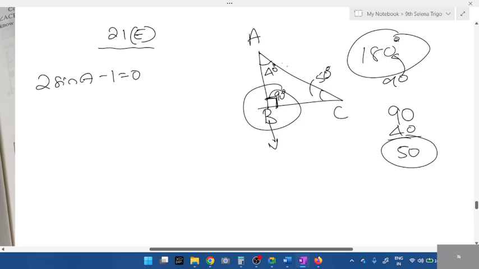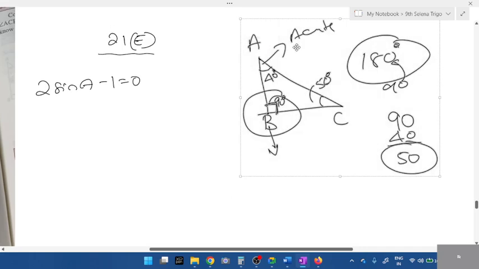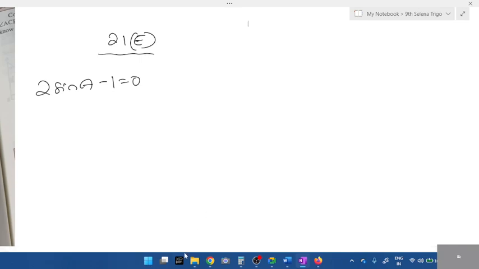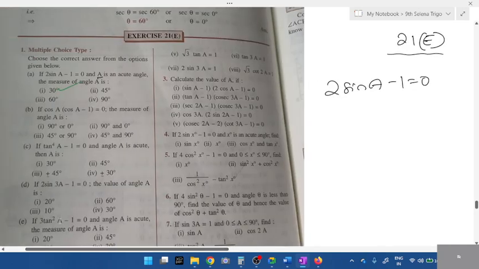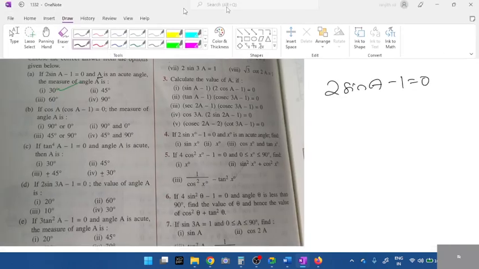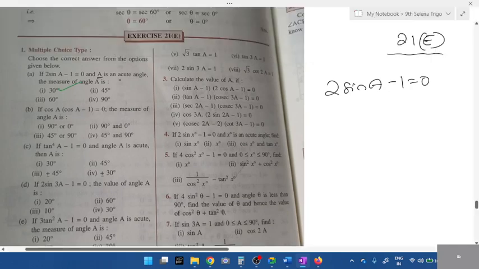So from this we have understood, in a right angle triangle, any one angle will be 90 degrees. The other two angles will be acute angles. It's a simple concept. Acute meaning is simple, less than 90 degrees. More than 0, less than 90. Okay, first question. A is an acute angle. Find the measure of angle A.